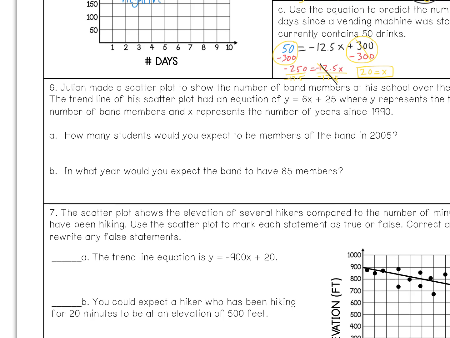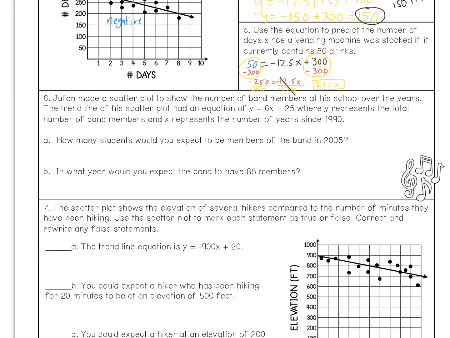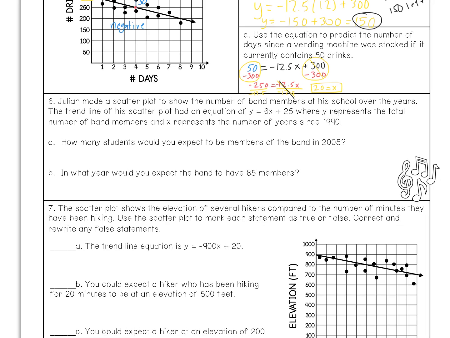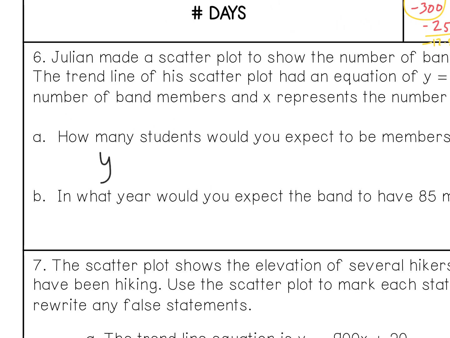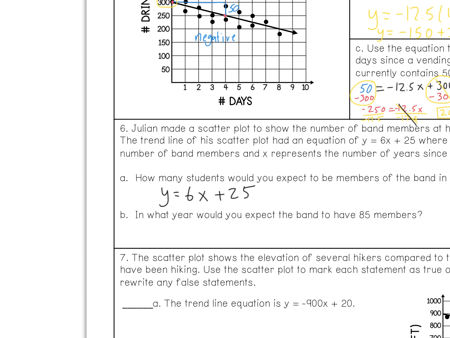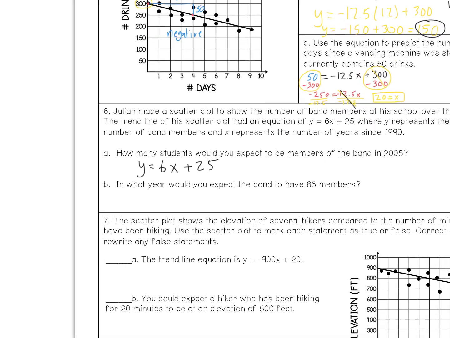Okay. So Julian made a scatter plot to show the number of band members at his school over the years. The trend line of the scatter plot is y equals 6x plus 25, where y represents the total number of band members and x is the years since 1990. Okay? So we have y equals 6x plus 25. So how many students would you expect to be members of the band in 2005?